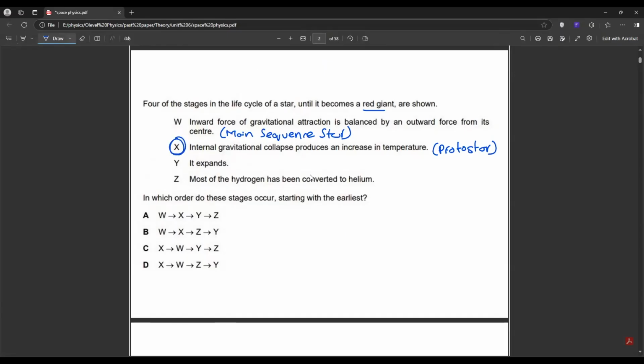Inward gravitational collapse produces an increase in temperature. So A and B will get cancelled out right off the bat. Now, once your temperature increases, fusion reaction will start to happen, and inward force of gravitation will be equal to an outward force. After X, you should have W. After W, fusion reaction keeps on happening and most of the hydrogen gets converted into helium. So after W, your stage should be Z. X, W, Z, Y, D is your answer.